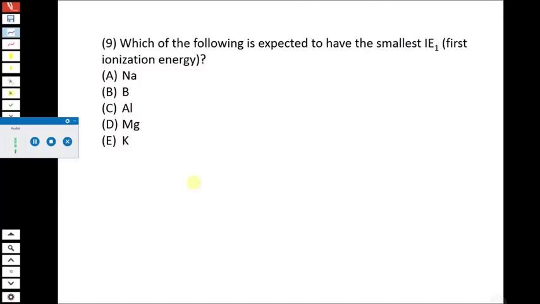All right, and then number 9 deals with another periodic trend. So we're looking for which one has the smallest first ionization energy. And again, what we're looking for here is primarily the location on the periodic table. So for first ionization energy, that's the removal of the first electron, which is that valence electron that is going to come out first from the atom. And the location on the periodic table is also very relevant here.